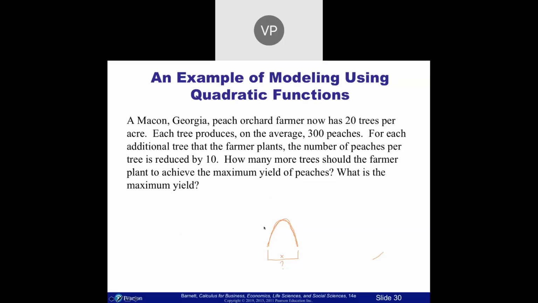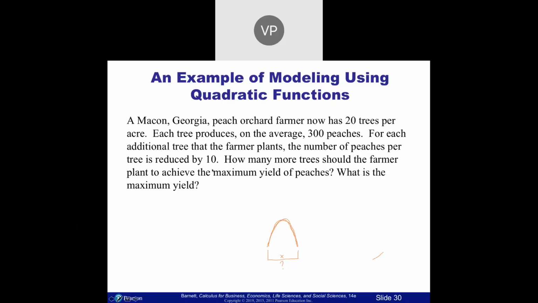Okay, another example of a problem here. Peach orchard farmer, 20 trees per acre. Talks about how much a tree produces, and we have the trees reduced by 10. On average 300 peaches per tree.